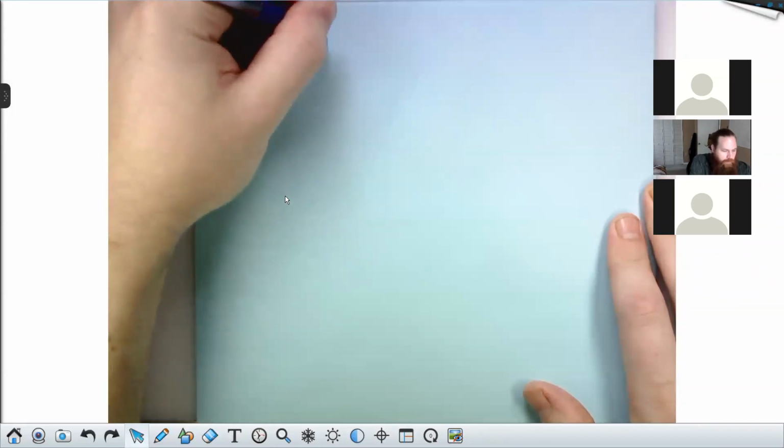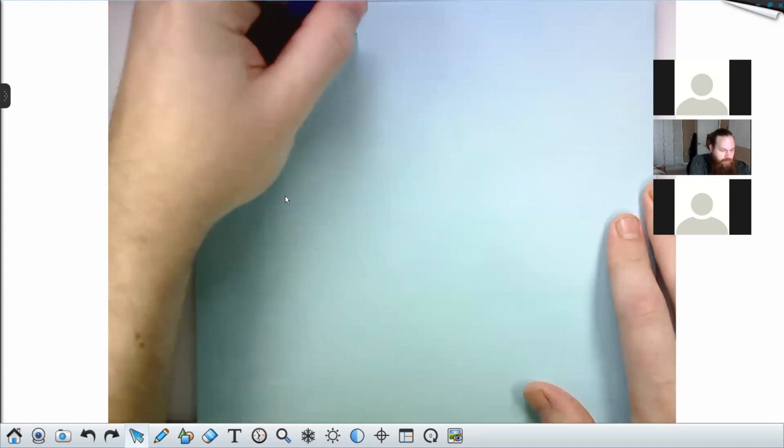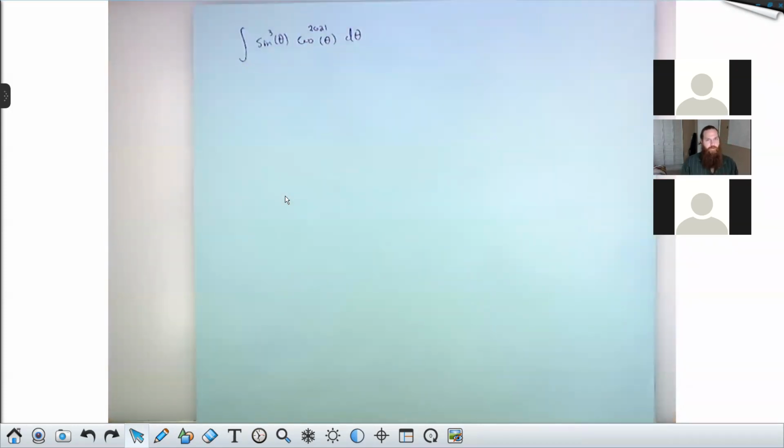Odd numbered years are better years to teach this portion of the class because then I get to insert the current year in the problem. So I'm going to pretend like it's 2021.